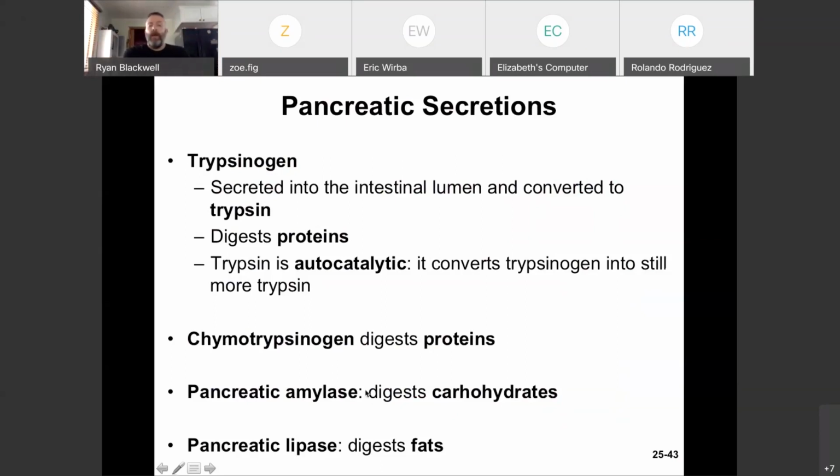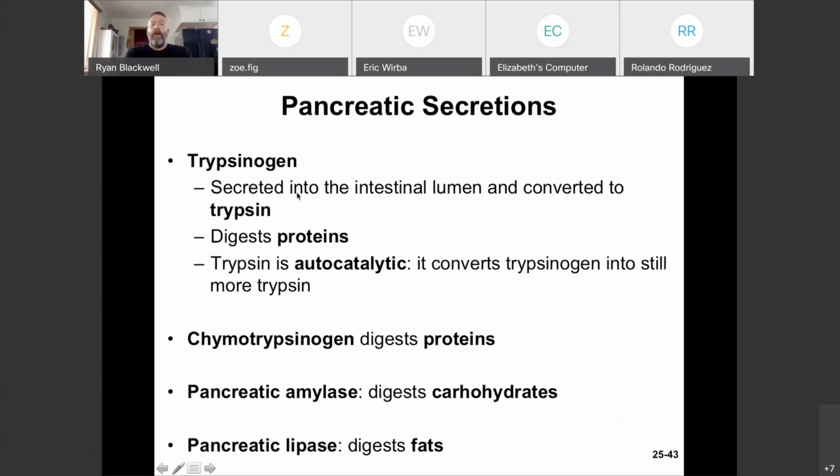Not much carbohydrate digestion has occurred by the time chyme enters the small intestine. Pancreatic amylase from the pancreas is the major digester of carbohydrates. And then lastly, fat digestion. A little bit occurs in the stomach thanks to gastric lipase. Fat further gets broken down thanks to bile. Bile emulsifies fats so that pancreatic lipase can do the last bit, most of the remaining fat digestion.